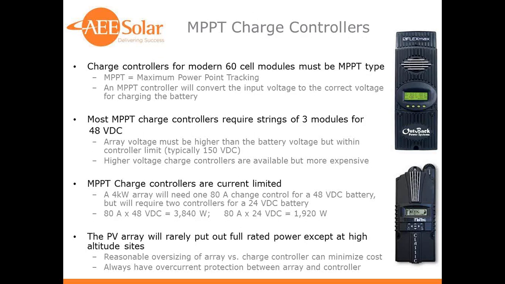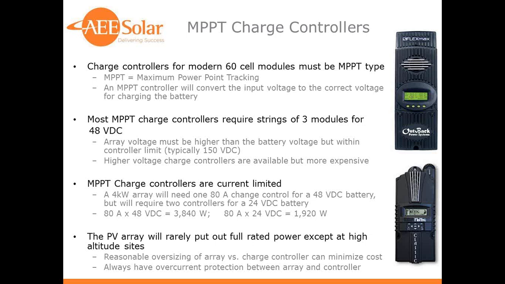MPPT charge controllers are somewhat easier to calculate because you're really just dealing with wattage at that point, because it's able to essentially convert higher voltage than the battery into more charging amps, and it's working on tracking the maximum power point of the module in terms of a wattage output. Most MPPT charge controllers on the market these days are rated to 150 volts maximum, which means that you can only use up to 3 typical 60-cell modules in a series string before you start to bump up against that 150-volt limit, especially in cold weather.